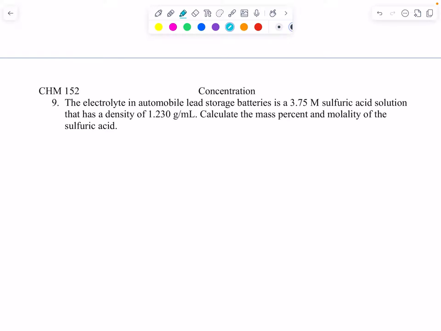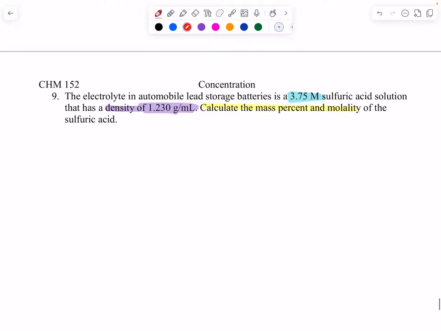Hey guys, number 9. We have an electrolyte in an automobile lead storage battery that is 3.75 molar sulfuric acid and has a density of 1.230 grams per milliliter. So that's our molarity, and our density. Calculate the mass percent and molality. All right, so we have 2 questions, 1 and 2.